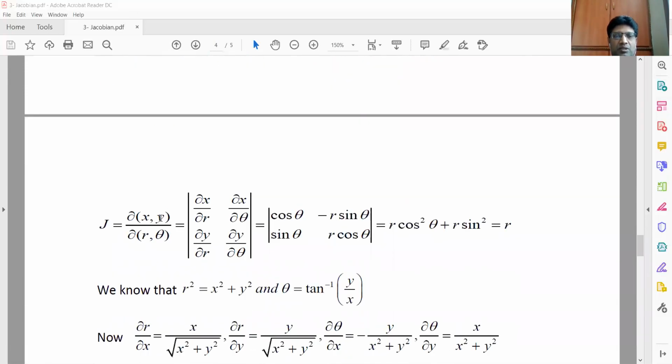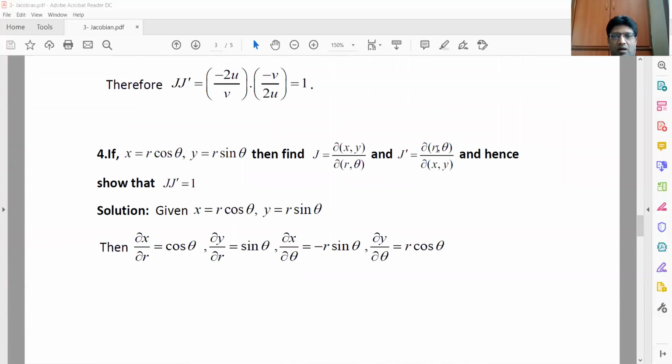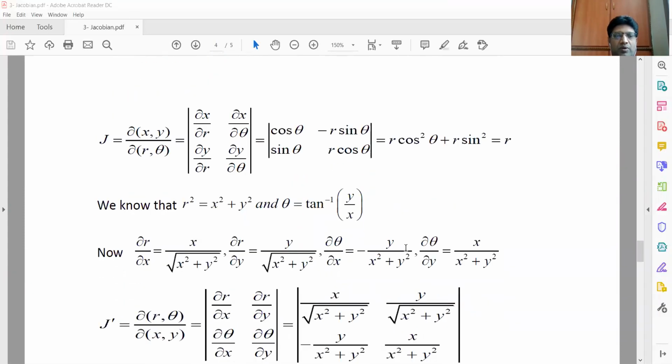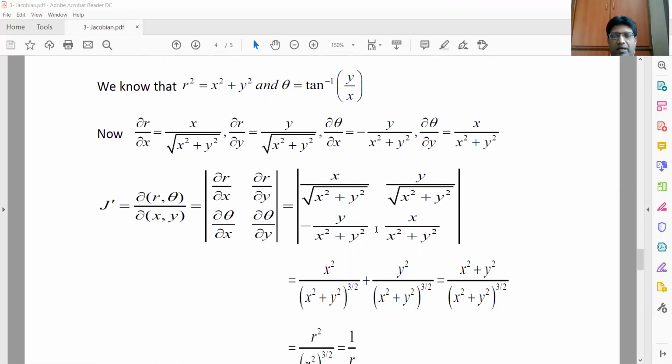So, substitute in the formula, expand it, you will get r cos square theta plus r sin square theta is r. Next, to calculate this, what I require? Dou r by dou x, dou r by dou y, dou theta by dou x, dou theta by dou y. So, for that, we are using this. R square is x square plus y square and theta is tan inverse. So, from that, we calculated dou r by dou x, dou r by dou y. Similarly, dou theta by dou x, dou theta by dou y. So, if you substitute in the formula, it will become like this.